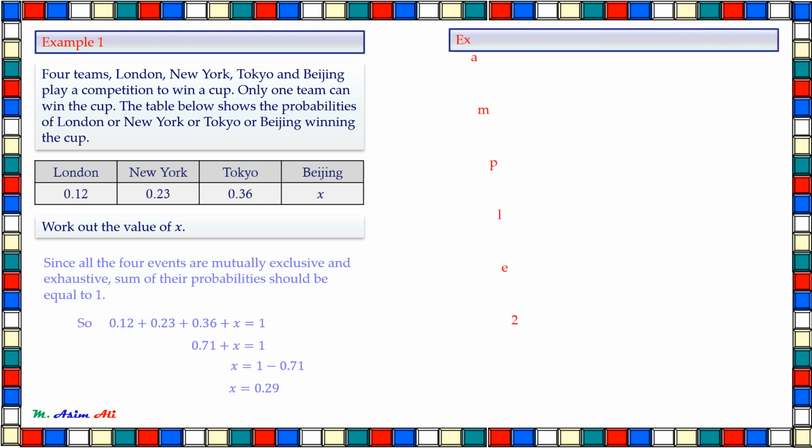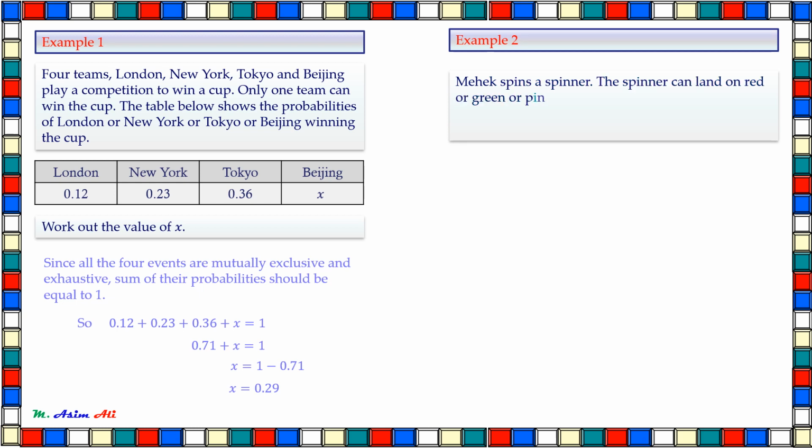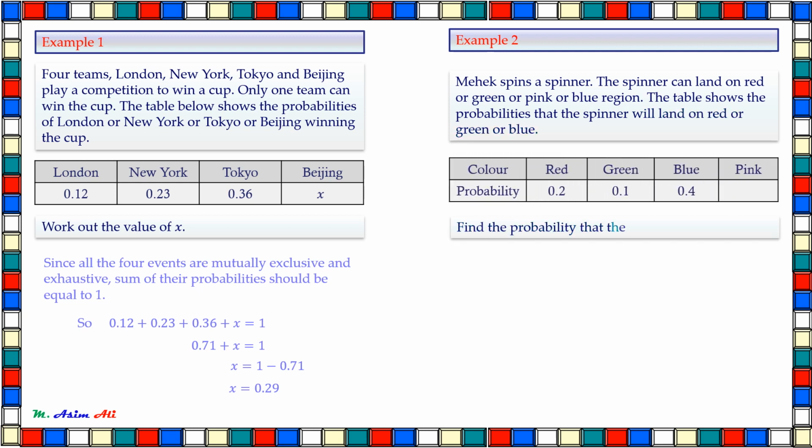Let's discuss another example. Example number 2. In it we have the game of a spinner. You know, when you spin a spinner, it stops. The pointer stops at some region. So there are four regions marked: red, green, blue, and pink. And the probabilities have been given on which area or color the spinner stops.